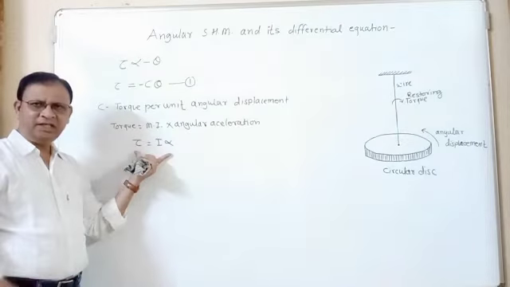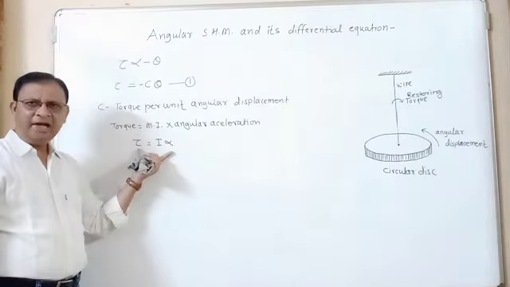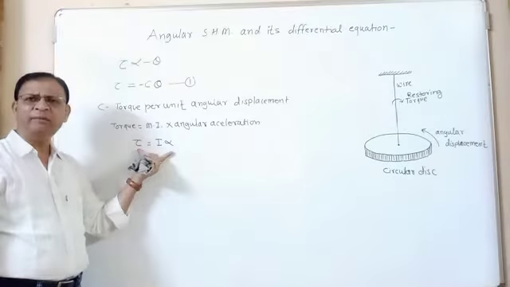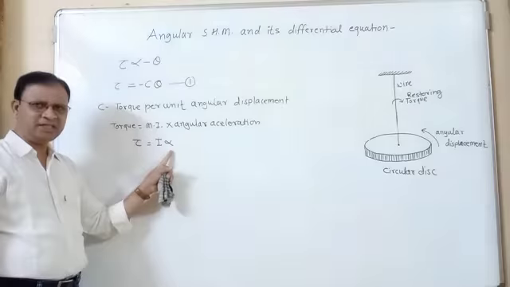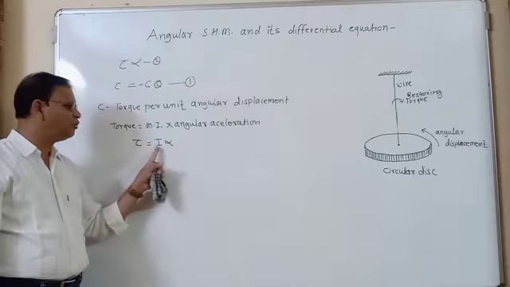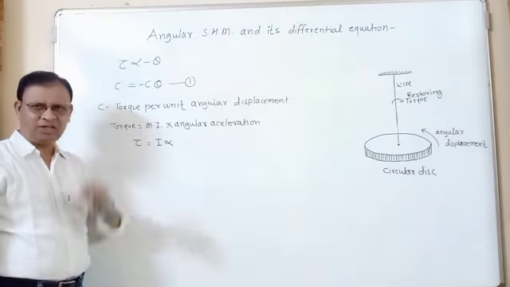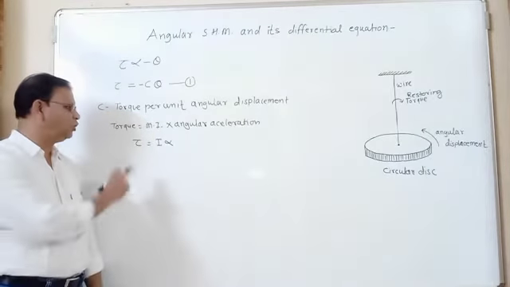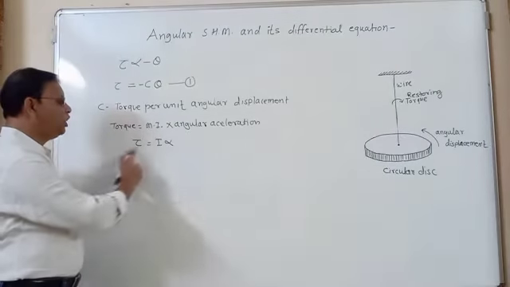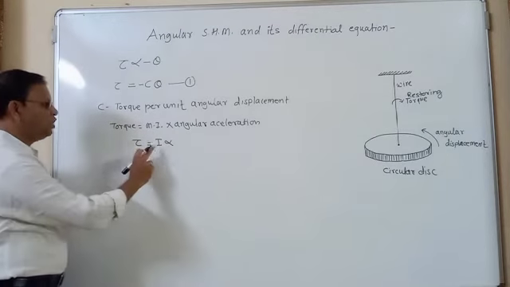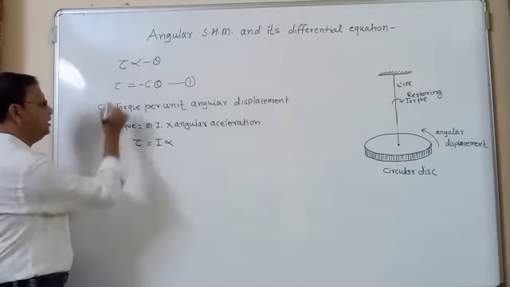You will see in this first chapter of the 12th standard, tau is equal to I alpha, and it is similar to F is equal to ma. Force is equal to mass into linear acceleration. Similarly, torque is equal to moment of inertia into angular acceleration. So there is an analogy between these two relations. Tau is equal to I alpha and F is equal to ma. So as tau is equal to I alpha, we can put this relation in this.